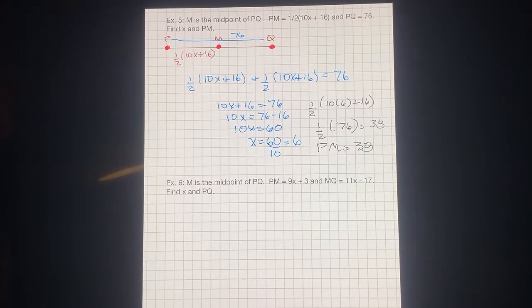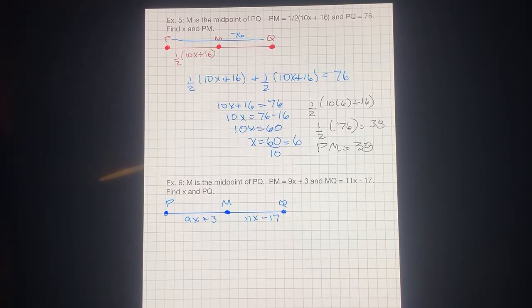Okay, then solving problem 6: M is the midpoint of PQ. So let's draw another line. I have PQ here with M right around here, more or less. So I have M, P, Q, and then it says that PM equals 9x plus 3, so 9x plus 3, and then MQ equals 11x minus 17.